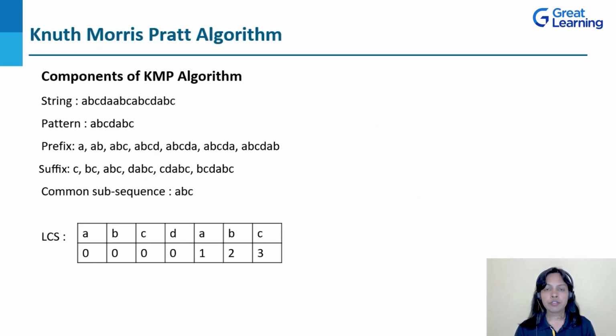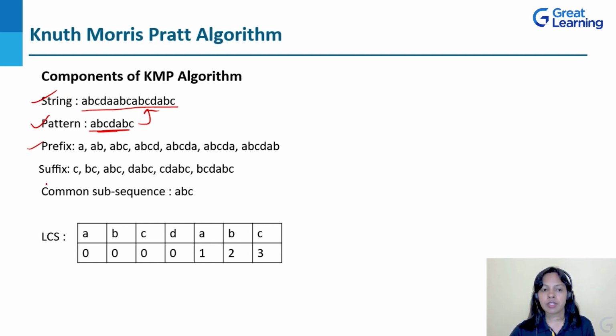Now, let us first understand what the components of the KMP algorithm are. Then we can move ahead and see how the KMP algorithm works. Before that, the first component is definitely a given string. There will be a sequence of characters in the string, or a sequence of data or tokens, whatever. But here I'm taking the example of characters. So this is the given string. Then there will be a pattern. So we have to search for this pattern in the given string.